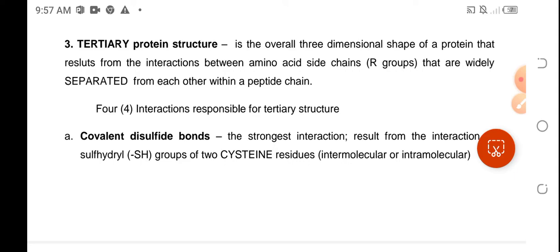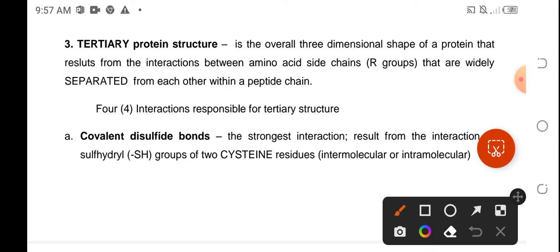Now, pagdating naman sa tertiary structure, the folding and coiling in the protein is due to the interactions between the amino acid side chains or the residue or the R group. Okay, so remember that the R group is just the identity ng isang amino acid.